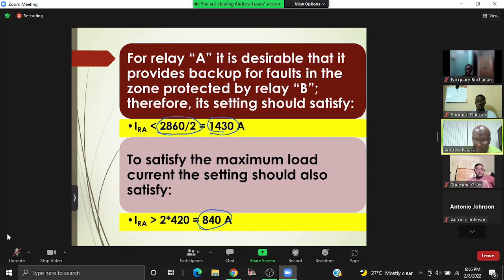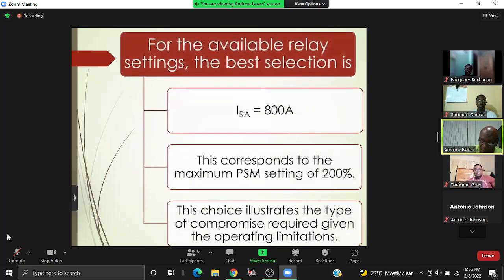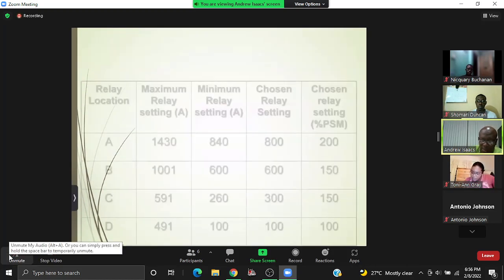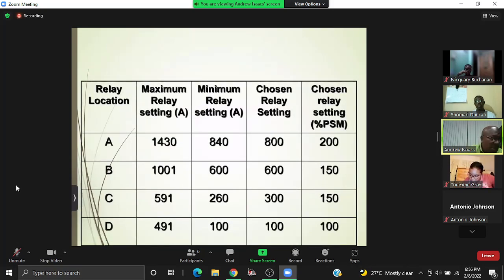All right, so let's go back to our table. Do we have this? All right, so the next table that you have is this. The 1430 would be half the minimum fault at B, and the 840 would be twice the maximum load at A. And the compromise is 800 amperes, which represents 200%.